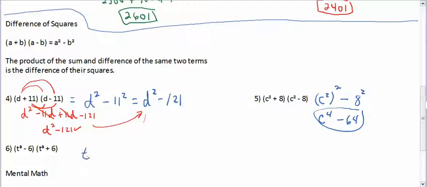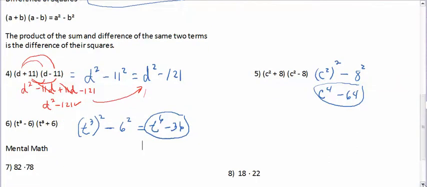Okay, then you go t to the 3rd, and you square that. It's always minus because it's a difference of squares, and you have 6 squared. 3 times 2 is 6, so it's t to the 6th minus 36, and that's my answer. So it saves us a lot of time.